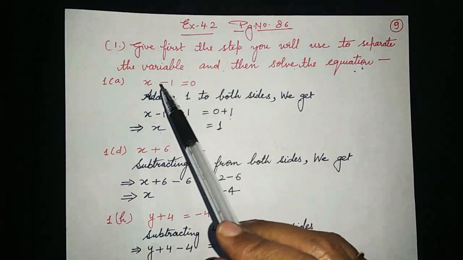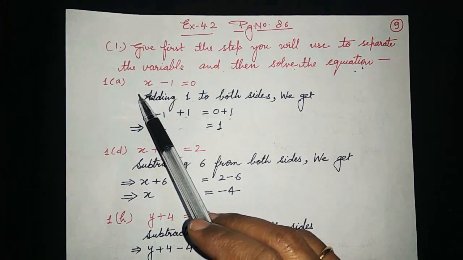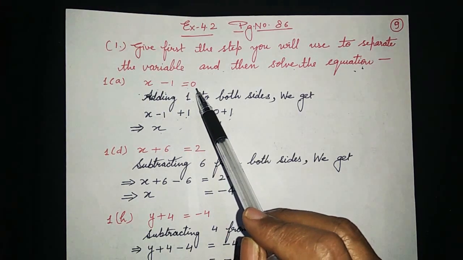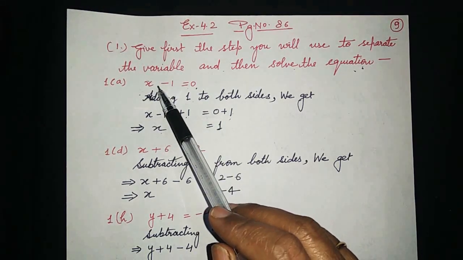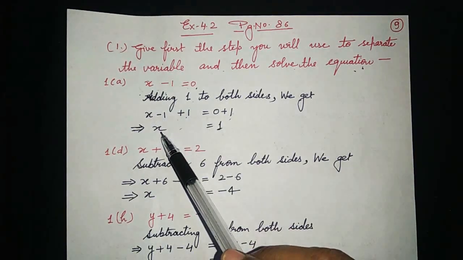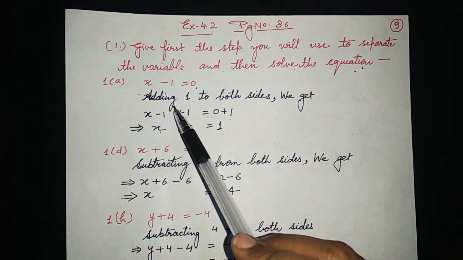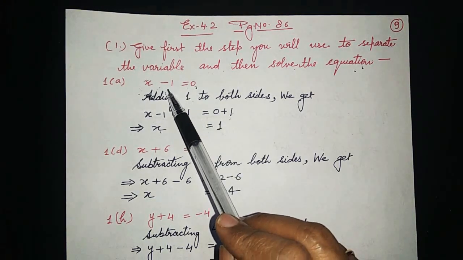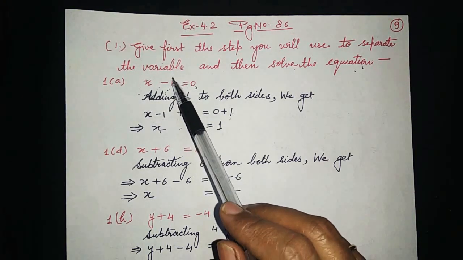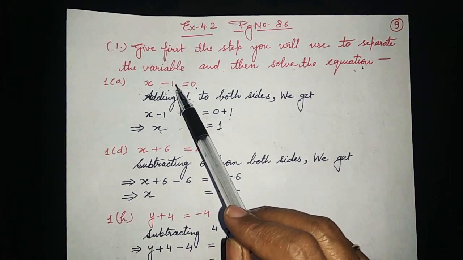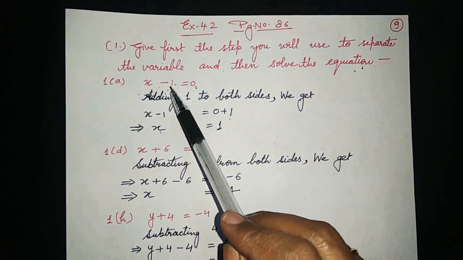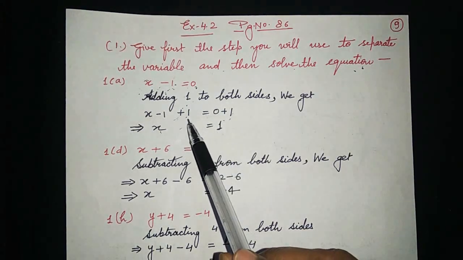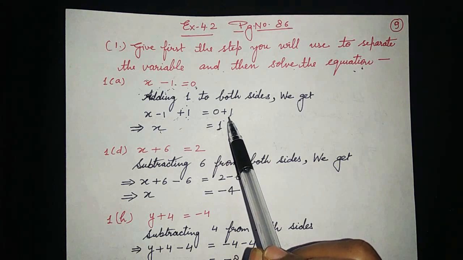Here the equation of the first part of the question is x minus 1 is equal to 0. Here x is a variable which you have to find out. Before solving the equation, first we will see the equation very carefully, and in the equation we can see minus 1 is written after x. So what do we have to do in the next step? We have to add 1 on both sides of the equation.